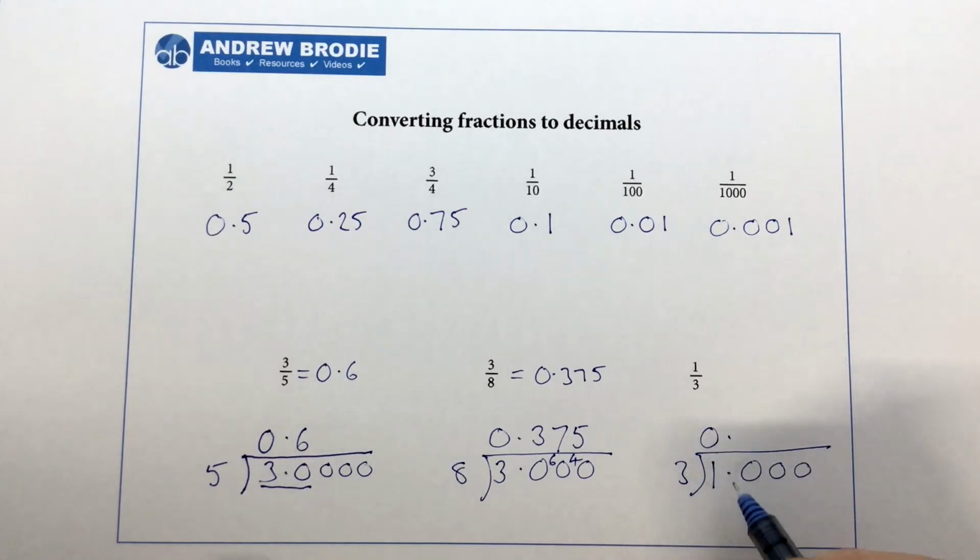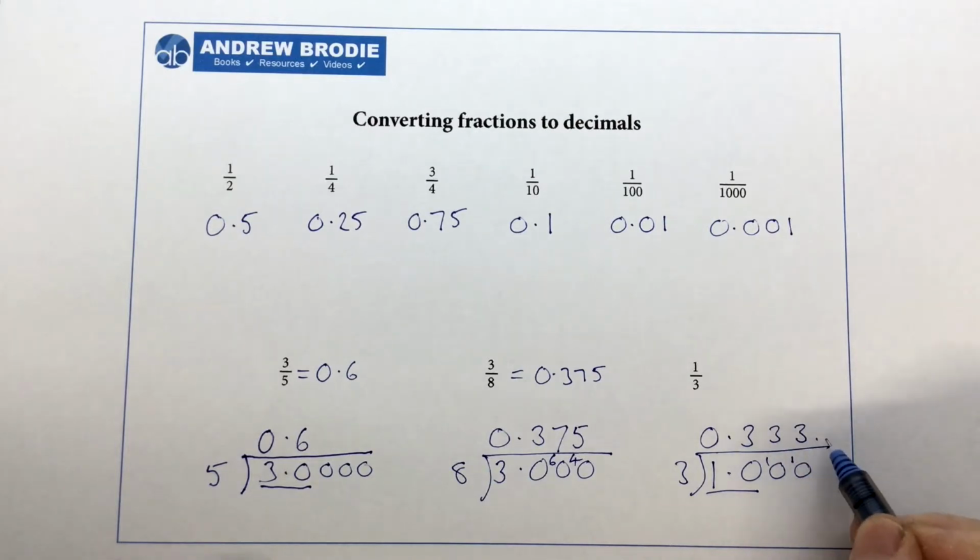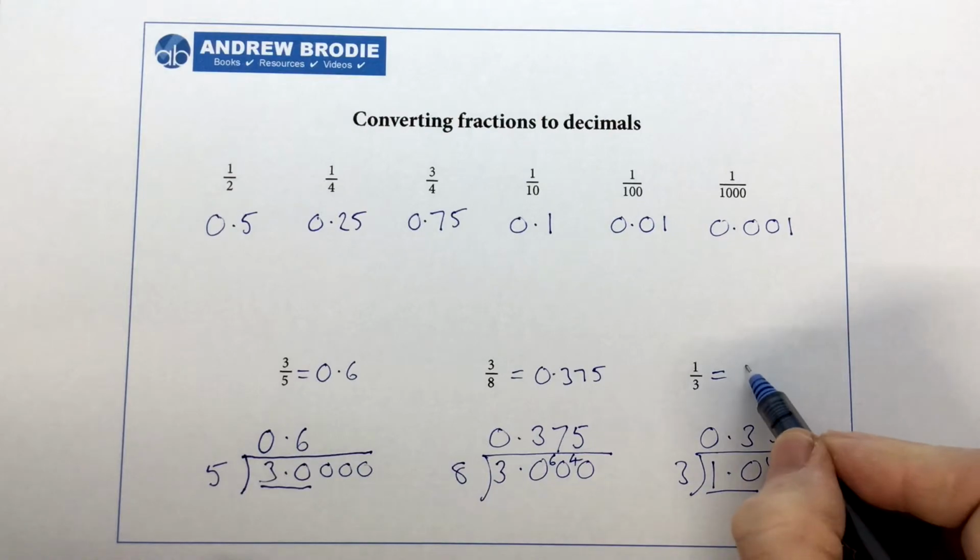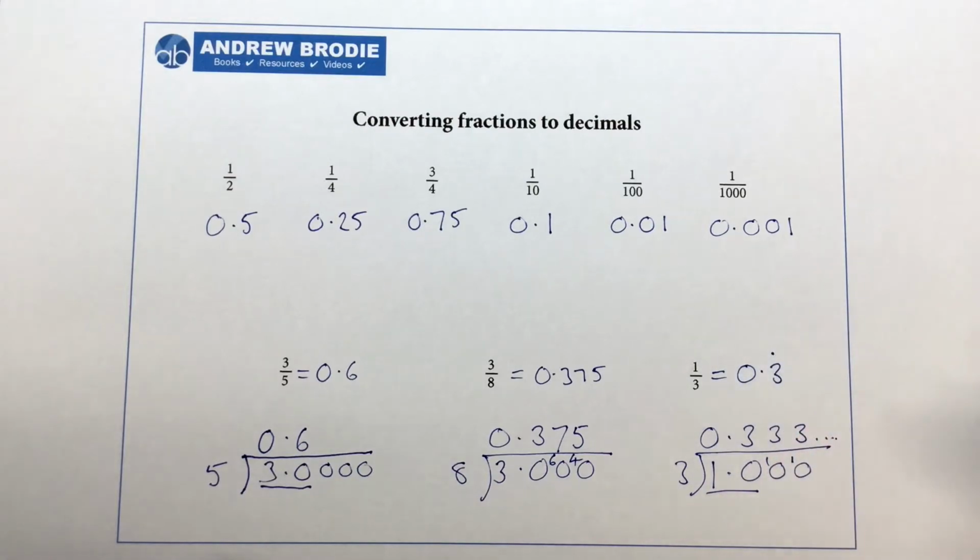Top divided by the bottom. 3 into 1 won't go. 3 into 10 goes 3 times with 1 left over. 3 into 10 goes, and you can see what's happening. So 1/3 is 0.3 recurring.